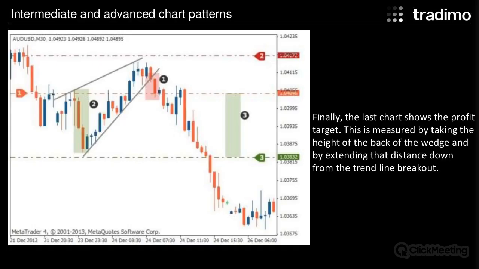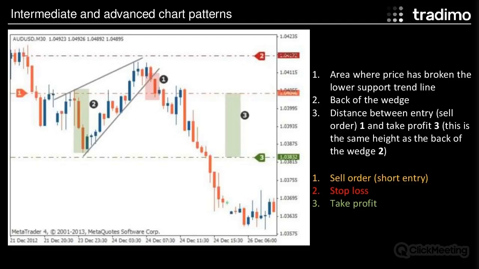So we have to also put, of course, the take profit. Finally, the last chart shows the profit target. This is measured by taking the height of the back of the wedge and by extending that distance down from the trend line breakout. So, number 1, area where price has broken the lower support trend line, it's red shaded. Number 2, back of the wedge, it's green shaded. And number 3, distance between entry, sell order 1, and take profit 3. This is the same height as the back of the wedge 2. This is also green shaded. And then you can see the orange line is our short entry, the stop loss is red, and take profit is green. Looks nice. Nice trade.